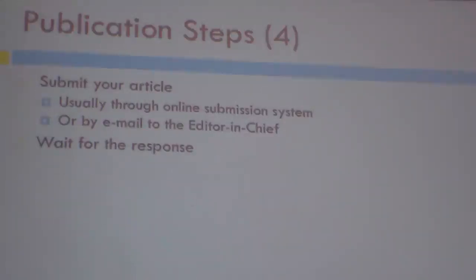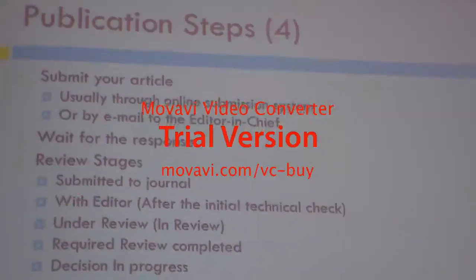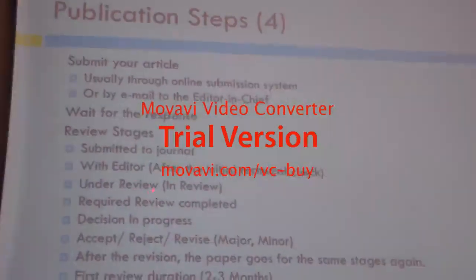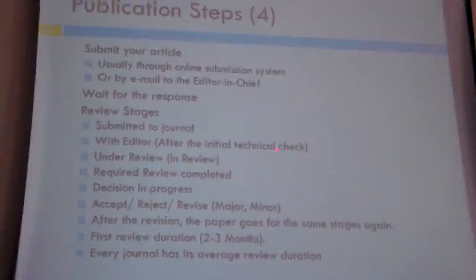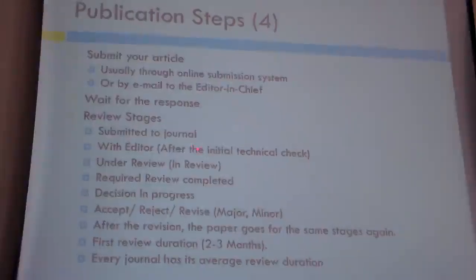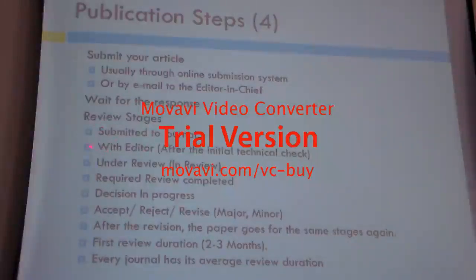Wait for the response. Review stage. Submitted to journal: in the system it shows that it is now submitted to the journal. This is the first stage. And then with editor. If it passes the initial technical check, for example, spelling, writing, plagiarism, they check it for plagiarism from the first time. If it doesn't pass, then even the editor will not receive it.